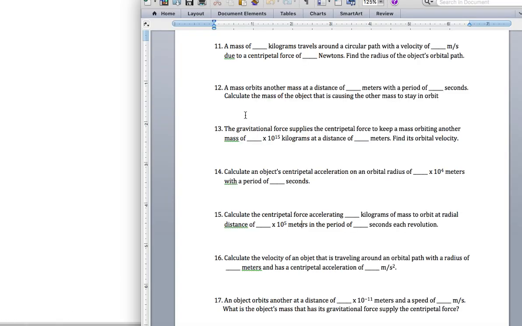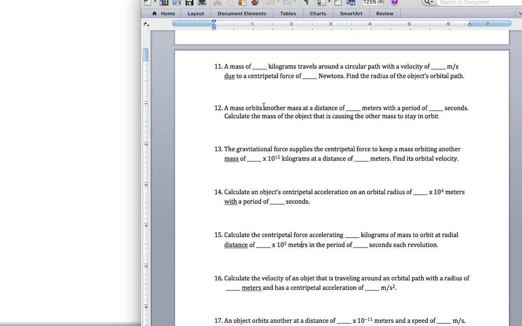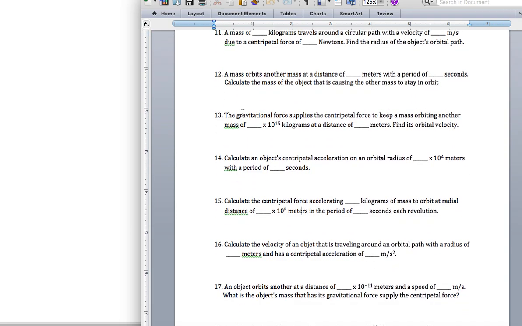So now we're going to go back to the one that I thought we were just doing, but I switched up the order of the questions and I didn't make that note in my notebook. Now we're going to do 13. So the gravitational force supplies the centripetal force to keep, oh wait, no, we're doing 15. Calculate the centripetal force acting on blank kilograms of mass. So let's first write down what we want to know. We want to know the centripetal force.